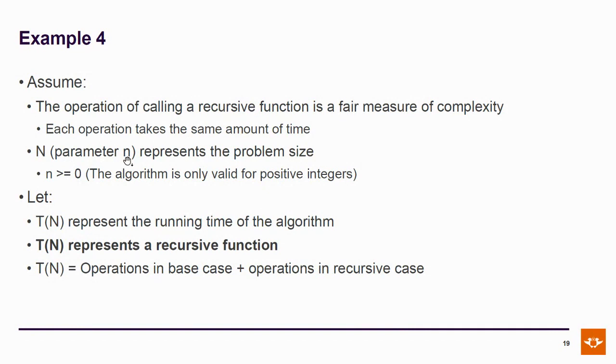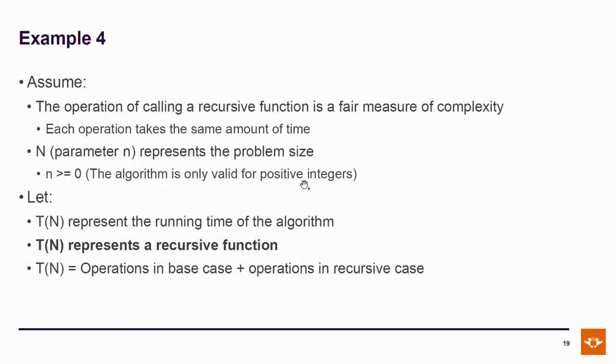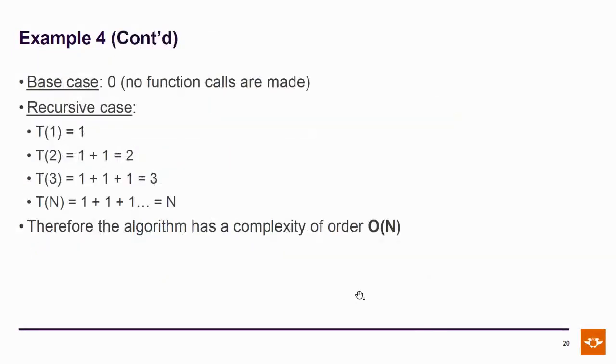So we've got n, which is our literal parameter n, represents the problem size. And there are other assumptions that maybe you might know about a particular algorithm you can put in. So for example, this algorithm is only going to work for positive integers. So you can put that in as part of your assumptions. Then once more, let T of n represent the running time of the algorithm. It is a recursive function. So basically it's going to be the operations in the base case plus the operations in the recursive case as many times as the recursion happens.